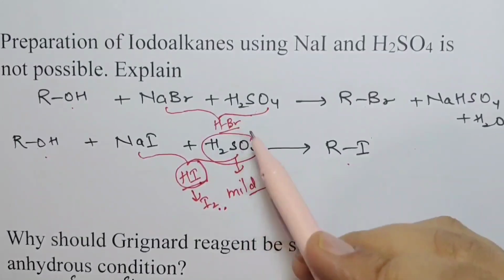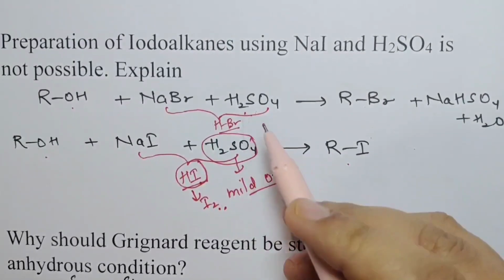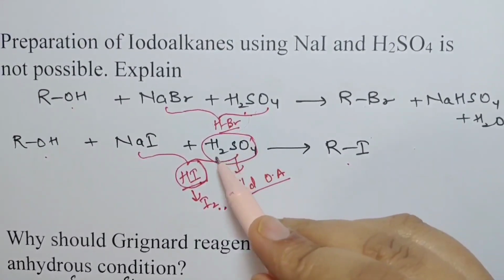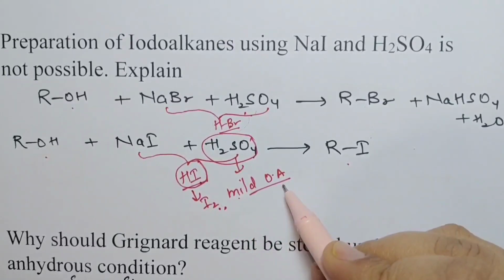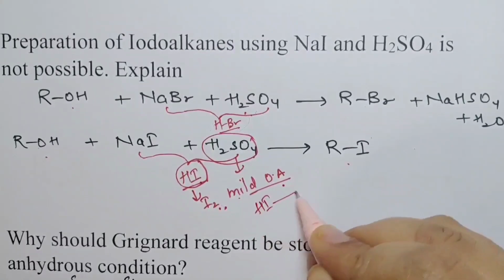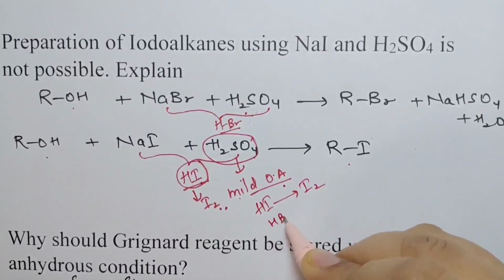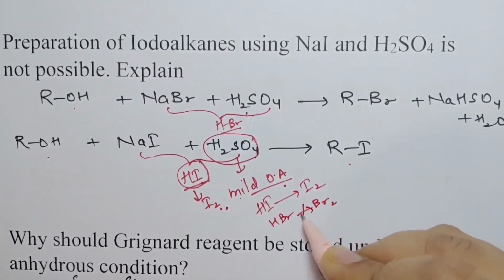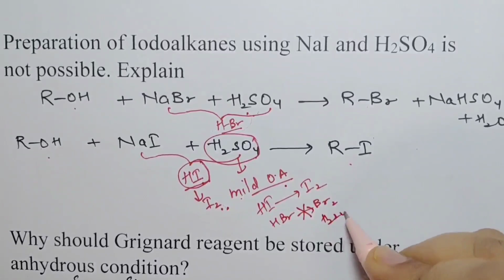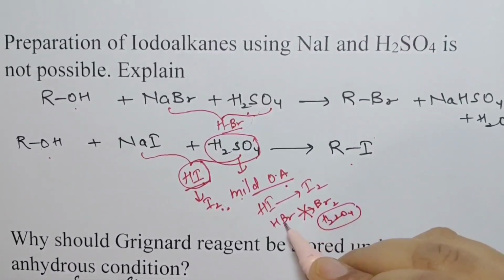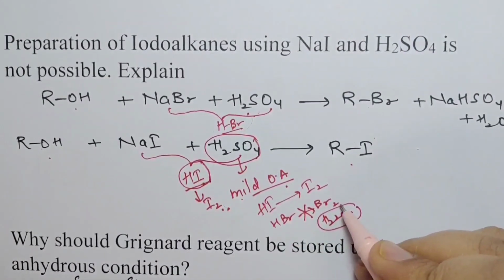Now, you might ask why doesn't that happen with HBr? It doesn't happen with HBr because, like I said, sulfuric acid is a mild oxidizing agent. It's easier to oxidize HI to I2 than HBr to Br2. This is not carried out by sulfuric acid. Sulfuric acid is just not strong enough to oxidize HBr to Br2.